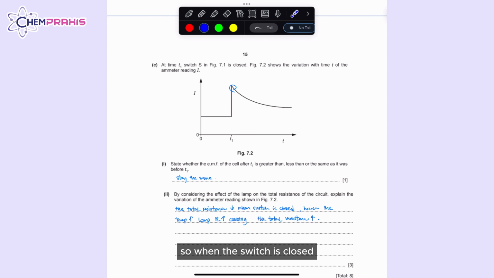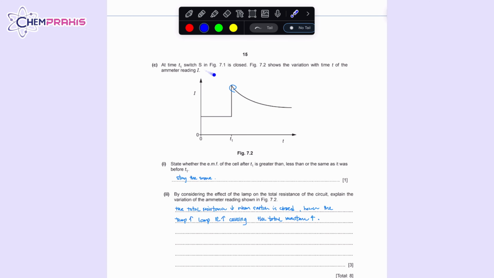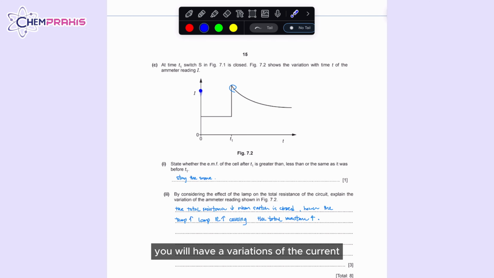So when the switch is closed, you will have variations of the current in the ammeter reading. State whether the EMF of the cells after T1 is greater than, less than, or the same as it was before T1. Your EMF depends on the cells, and the cells have the same value, and hence it will stay the same.